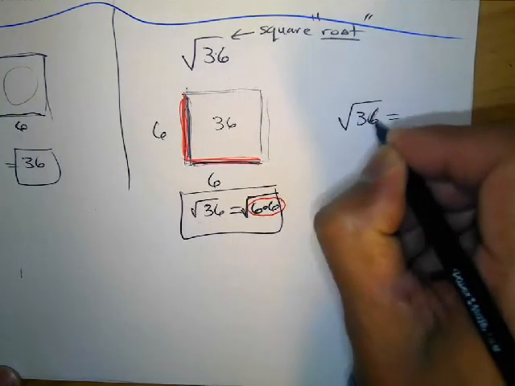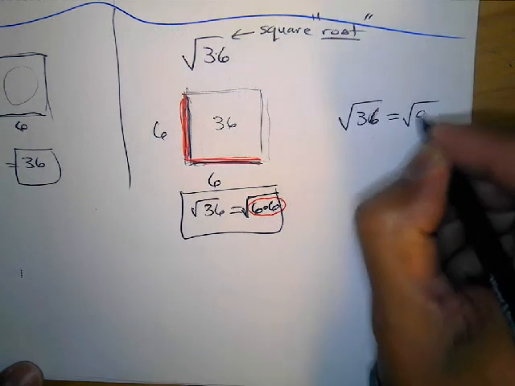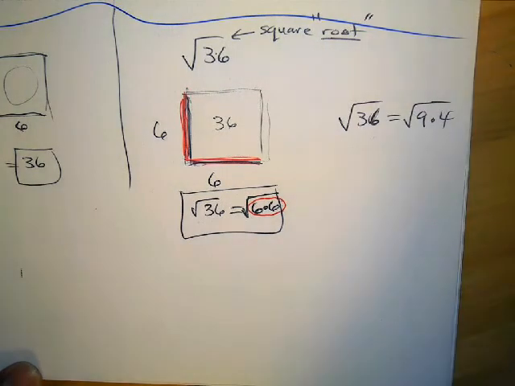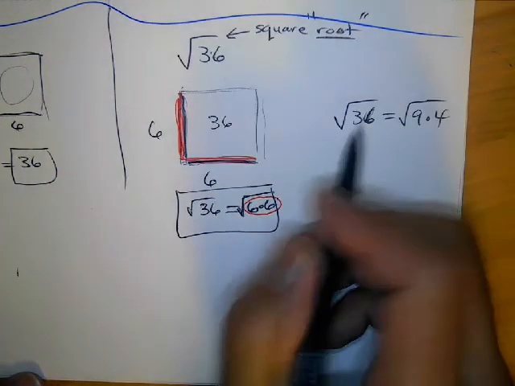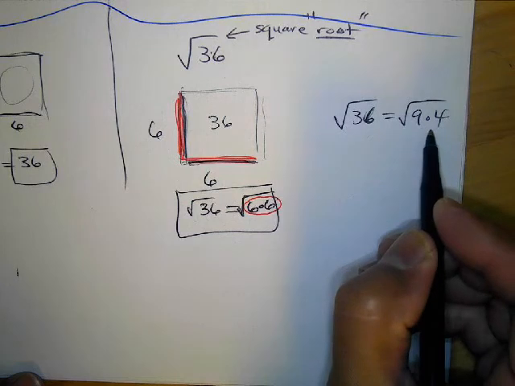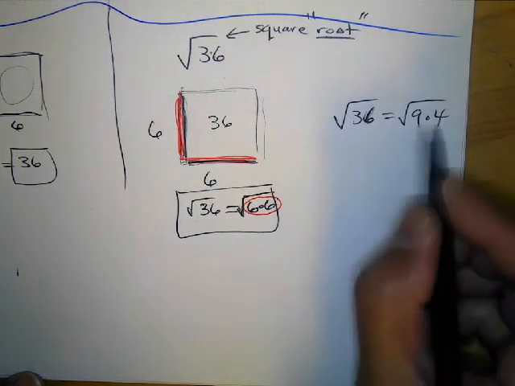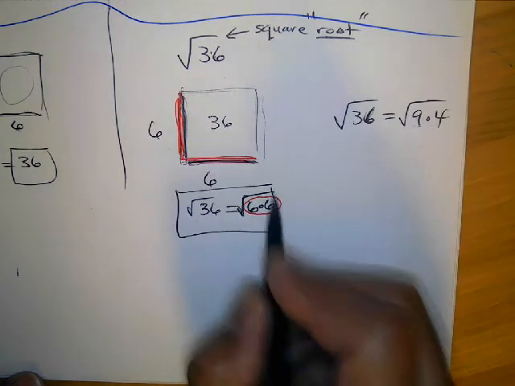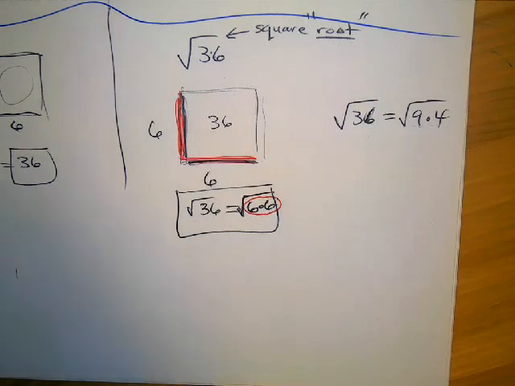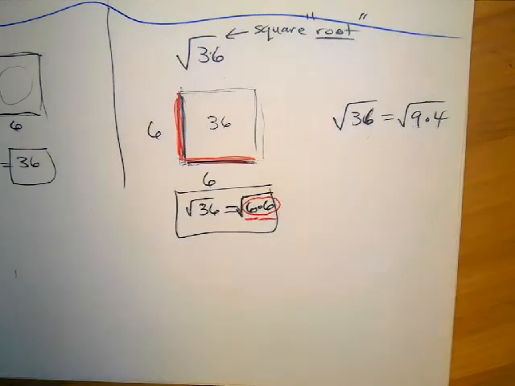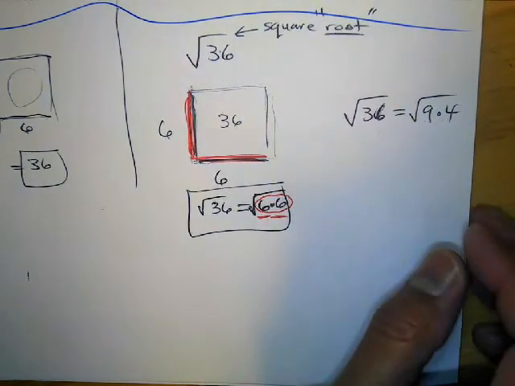What if somebody tells me, oh mister, isn't 36 9 times 4? Well, it is. 36 is 9 times 4. But why are you looking for two different numbers? Remember, we want the same two numbers. So we know how to square.